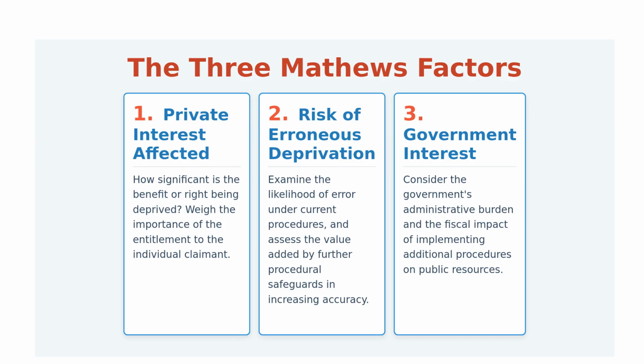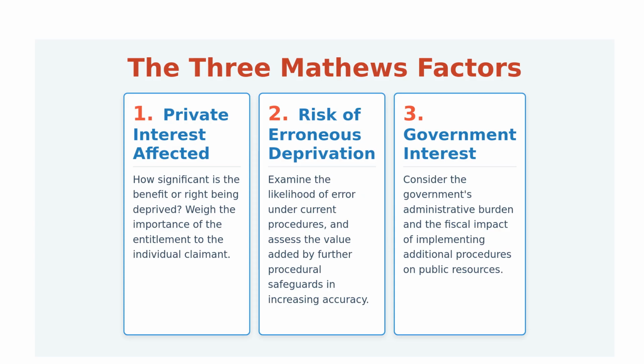First, we assess the private interest that will be affected by the official action. This factor asks how significant the benefit or right is to the individual. Is it essential for survival, like welfare benefits, or is it a less critical entitlement? Second, we examine the risk of an erroneous deprivation under the current procedures. We must evaluate how likely the current process is to make a mistake, and crucially, what value additional or substitute procedural safeguards would add in reducing that risk. For example, would adding an evidentiary hearing significantly improve accuracy?